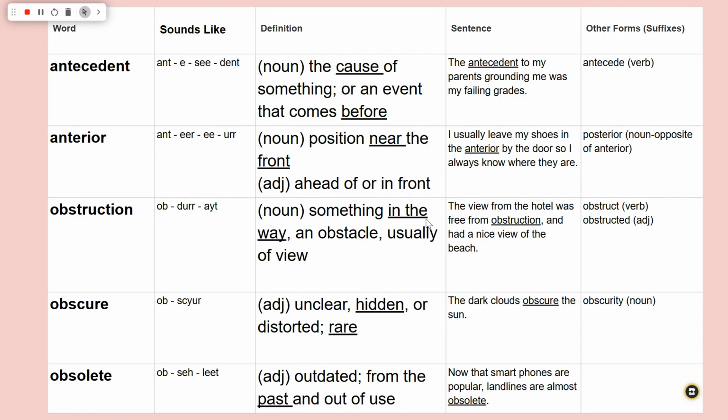Then we have obsolete. Obsolete. It's an adjective that means outdated. It's from the past and out of use. Now that smartphones are popular, landlines are almost obsolete. A landline is like the telephone I have in my classroom.